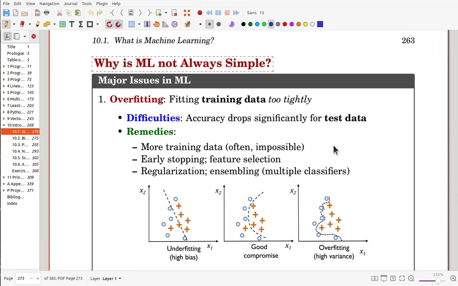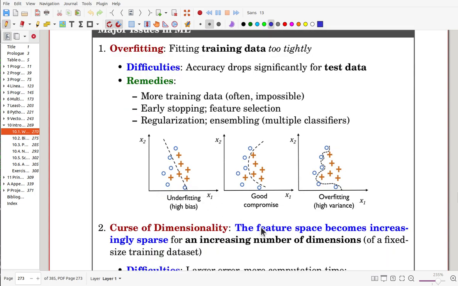So it looks like the idea of machine learning is simple, but in reality, machine learning is not really simple. Why is machine learning not always simple? In algorithm training, the first issue is overfitting. This can happen quite easily. In training, we try to train on the data set too tightly. For example, here we have two parts in the data set.